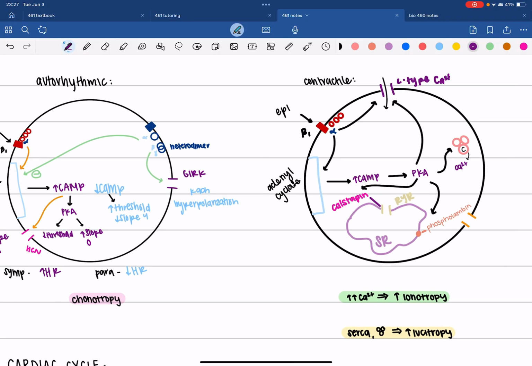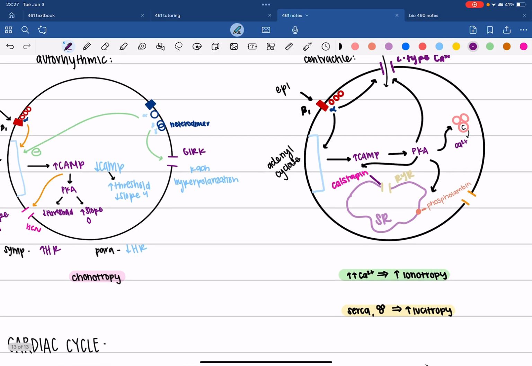Then, if we have any other response, what we're going to see is the SERCA pump increasing its activity, and our little trifecta right here is going to increase lusitropy.